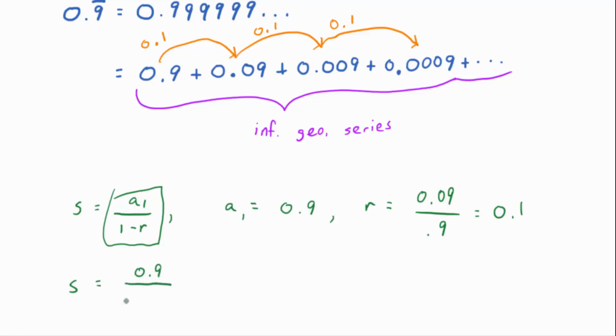On the bottom, 1 minus R is 1 minus 0.1. And what is 1 minus 0.1? You get 0.9 over 0.9, which is 1. So you win the bet. 0.9 repeated is really equal to 1.